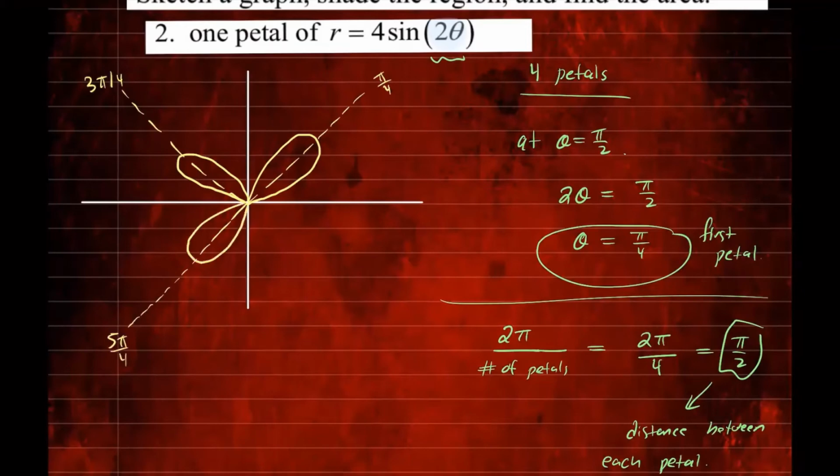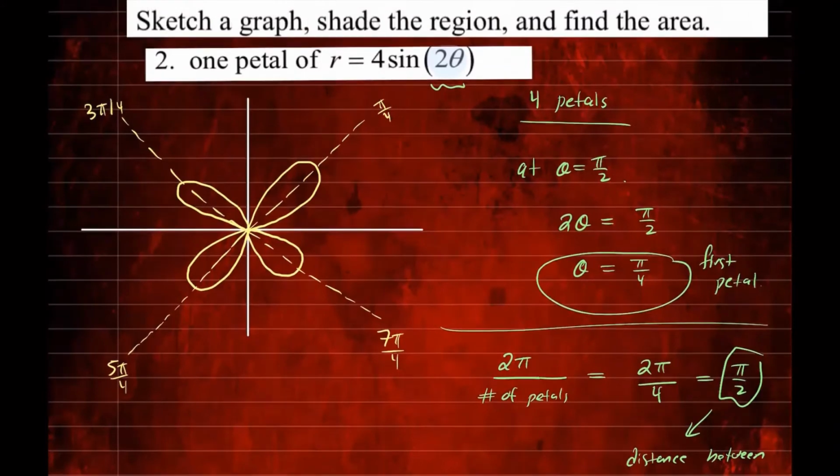And then the last petal is going to be 5 pi over 4 plus pi over 2. That's 7 pi over 4. So it's going to be right here. So there you go. That's your picture. Now we want to know what's the area of one petal. So let's say I want to know just the area of this petal right here. What is the area of this one?